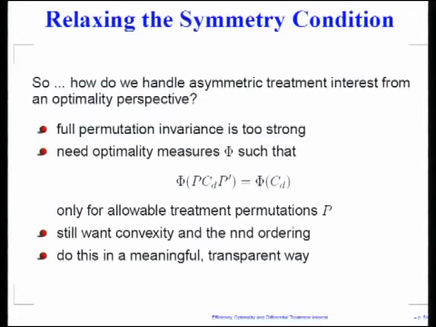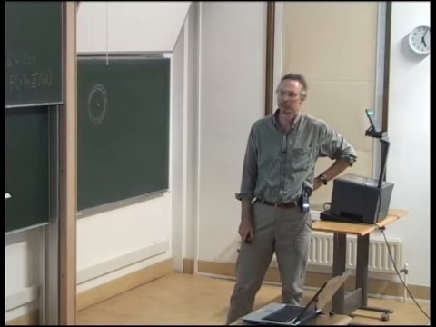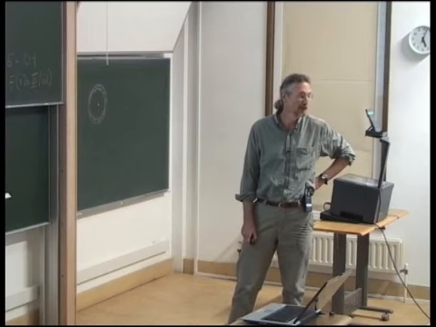It's pretty clear what we're going to have to do. If we're going to have asymmetric treatment interest, then that full permutation invariance is much too strong. So we need measures phi such that the same relationship right here holds only for the treatment permutations that are allowable by our interest. We're still going to want the convexity. We're still going to want the non-negative definite ordering. And however we implement this, we want to do it in a meaningful and a transparent way.